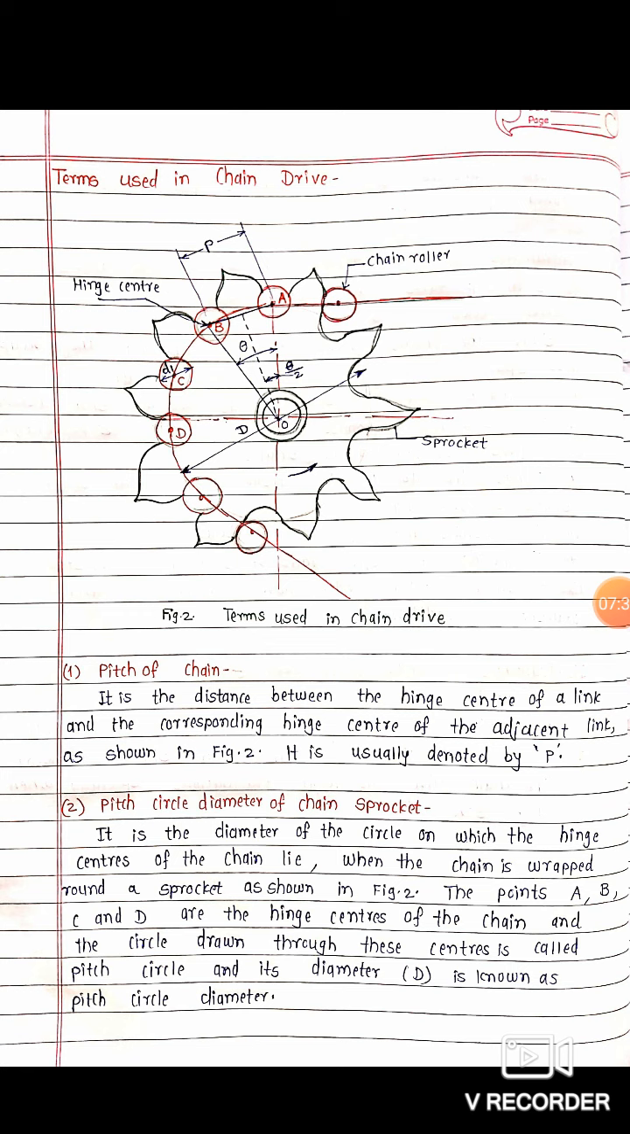Second, the pitch circle diameter of the chain sprocket. It is the diameter of the circle on which the hinge centers of the chain lie. When the chain is wrapped round a sprocket as shown in figure 2, the points A, B, C and D are the hinge centers of the chain, and the circle drawn through these centers is called the pitch circle, and its diameter, which is represented with capital D, is known as the pitch circle diameter.